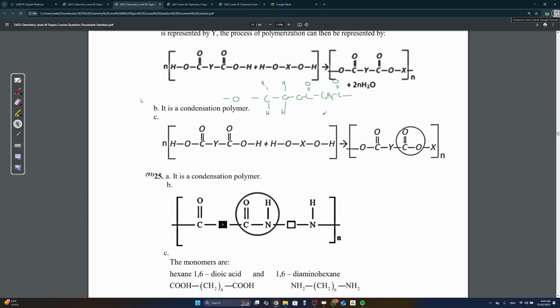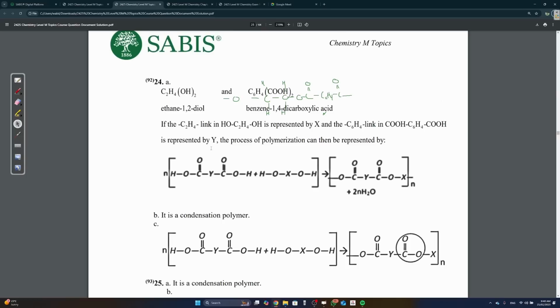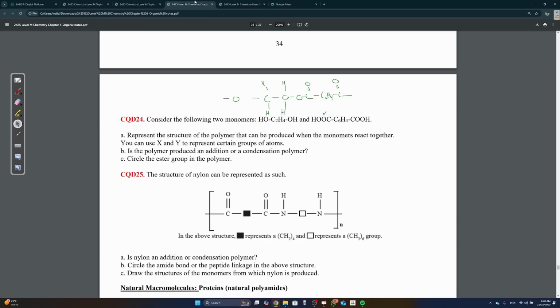So I'm looking at the answer key. They did it a different way. They drew it as radicals, which is smart. I'm going to redo it as radicals. Even though this is correct, usually when you have big molecules like this, just call this R and R prime. And by the way, it's easier to have the acid first.